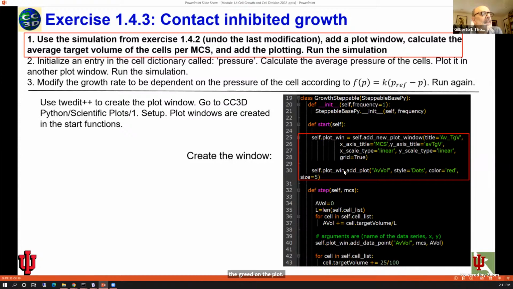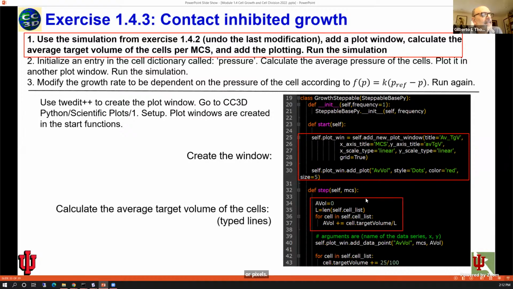Then this last line is how you name this plot window. See here, average vol is short for average volume. You're going to plot using dots in red and with a size of 5 pixels. Okay, this is where we create the window.